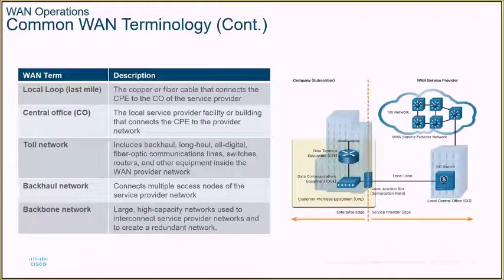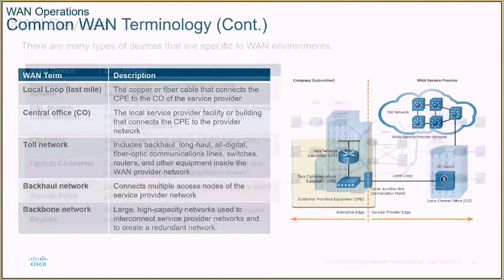Now, some other common terminology is local loop, which is basically the link, or last mile, between their exchange and your premises. The central office is the local service provider facility. So again, it's the exchange or whatever you want to call it. The toll network includes backhaul, long haul, or digital fiber optic communications lines, switches, routers, and other equipment inside the WAN provider network. Backhaul network connects multiple access nodes to the service provider network. And the backbone network is large, high-capacity networks used to interconnect service provider networks and to create a redundant network.